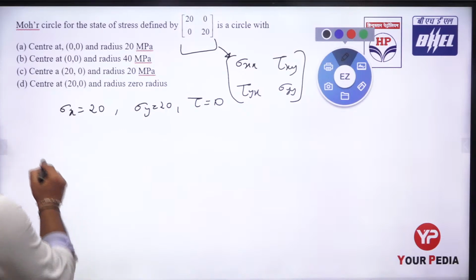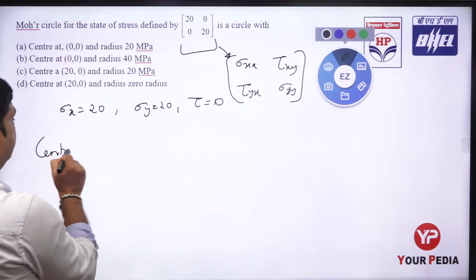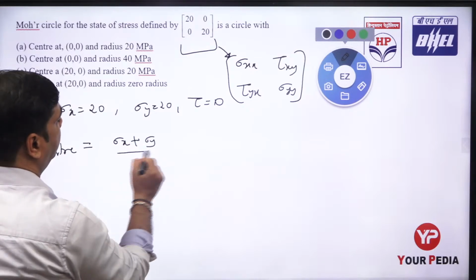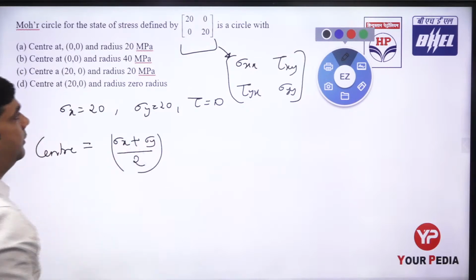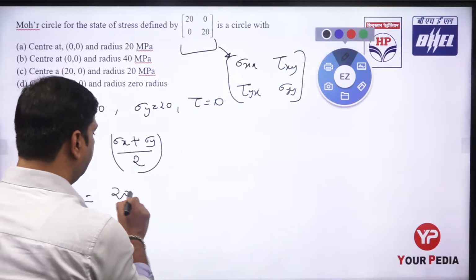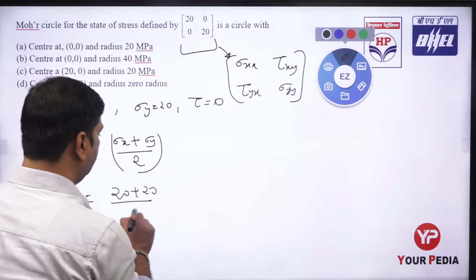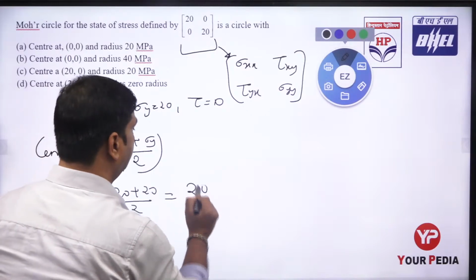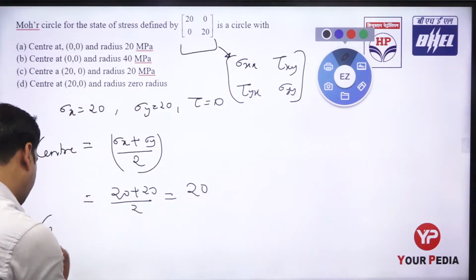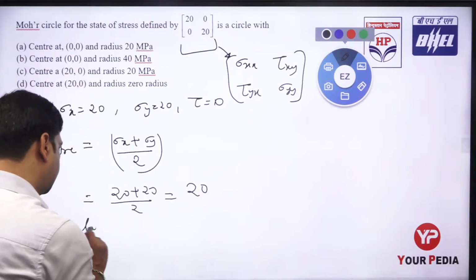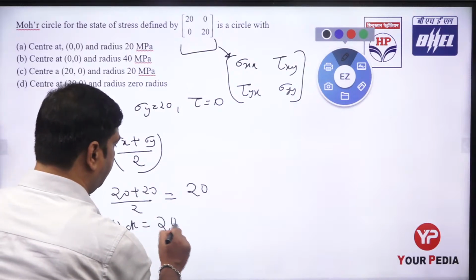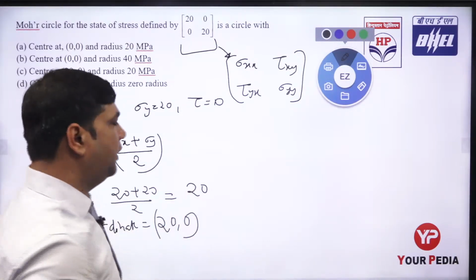So if I'm going to find out the center, center is sigma x plus sigma y divided by 2. So what's the center of this? That is 20 plus 20 divided by 2. So it came to be 20. और the center coordinate is 20, 0. तो center coordinate कितने हो जाएंगे हमारे? Center coordinate is 20, 0. So one thing is clear here.